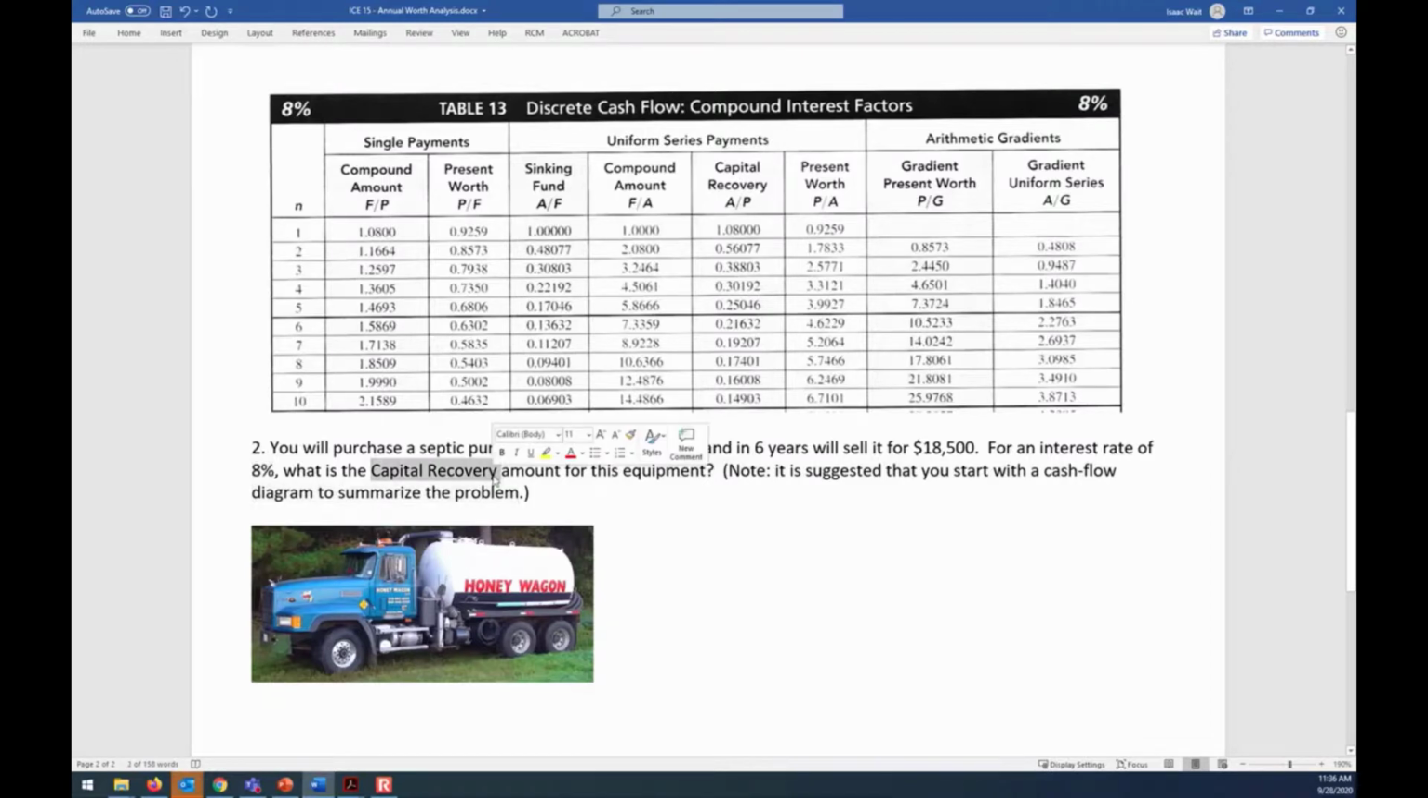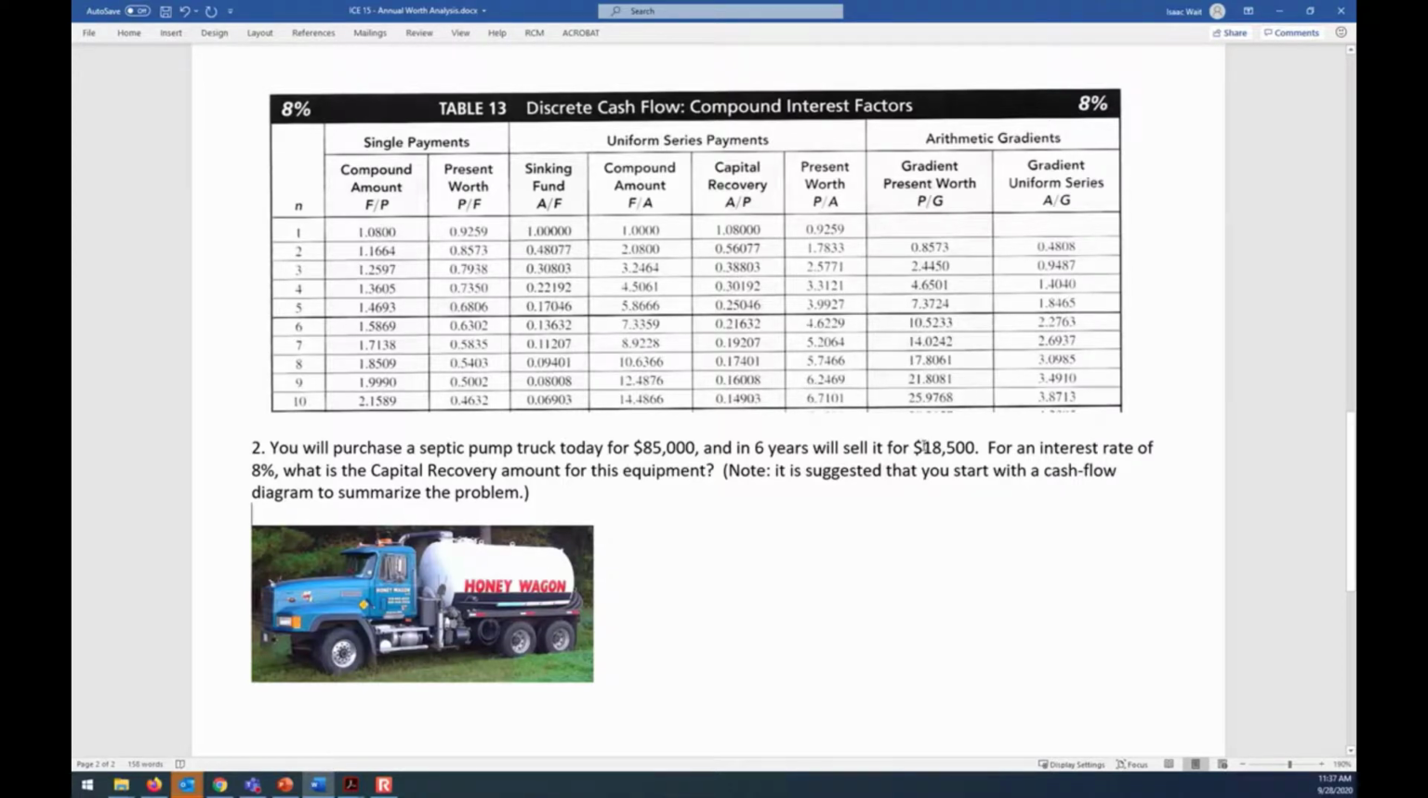And so remember, the capital recovery is asking how much revenue do you need each year just to cover the cost of the equipment? And it's not as simple as, some people who didn't yet know about the time value of money, they might be tempted to say 85,000 minus 18,500 and divide by 6.